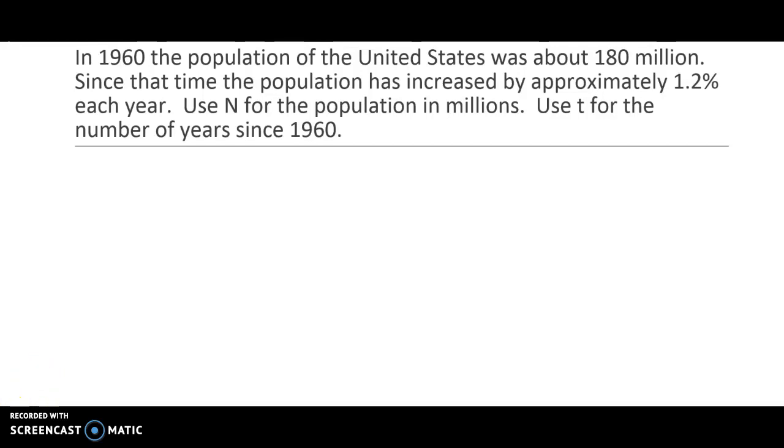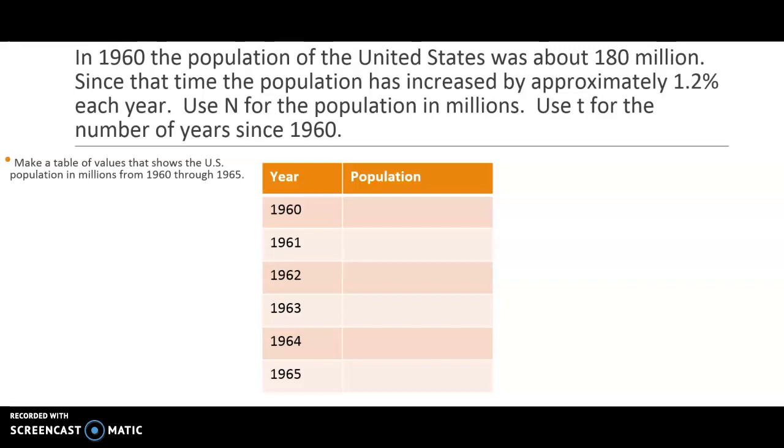So our first task is to make a table of values that shows the U.S. population in millions from 1960 through 1965. So I'm going to make a table, and I typed this up beforehand. The years are to go from 1960 up to 1965. It told us in the words that in 1960 it was 180 million, so I know that value, and I can fill that in. So to calculate the population in 1961, I have to use an increase by 1.2%.